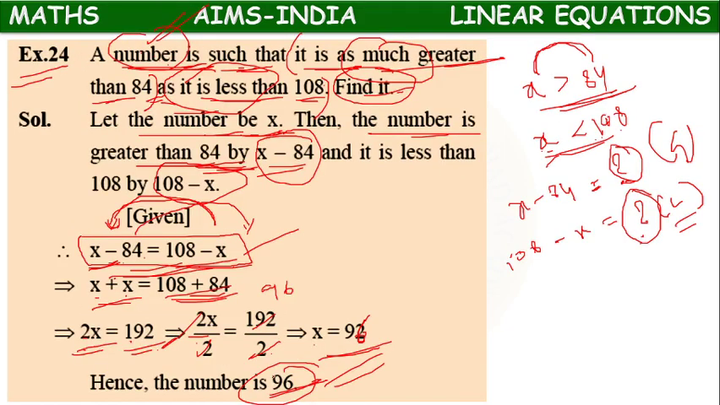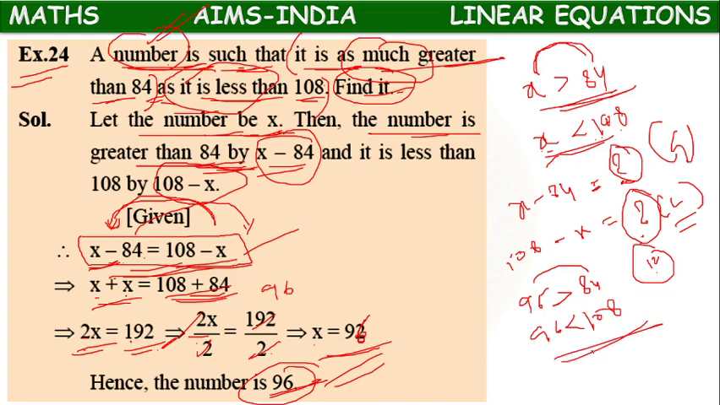The required number is 96. It means 96 is greater than 84 and 96 is less than 108. What is the difference between 96 and 84? 12. It means 12 greater than 84. And 12 less than 108. So 12 greater, 12 less. The condition is satisfied. So 96 is the correct answer.